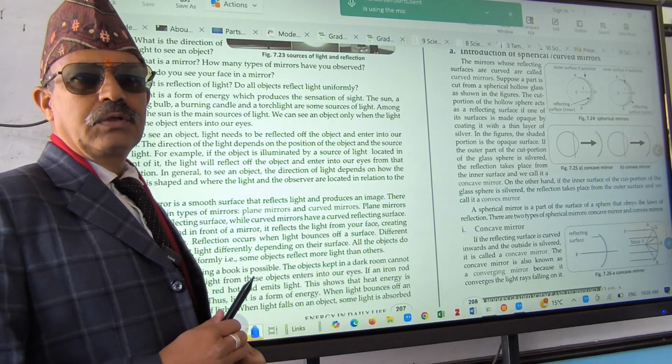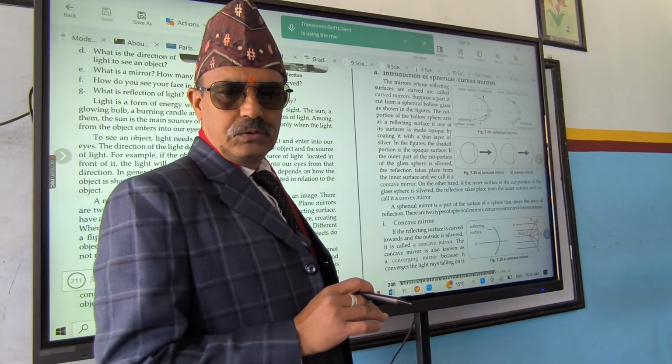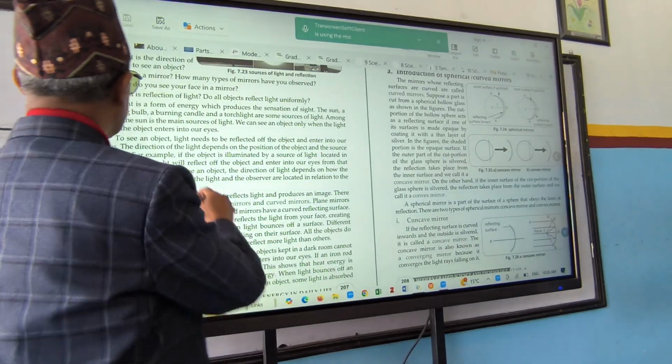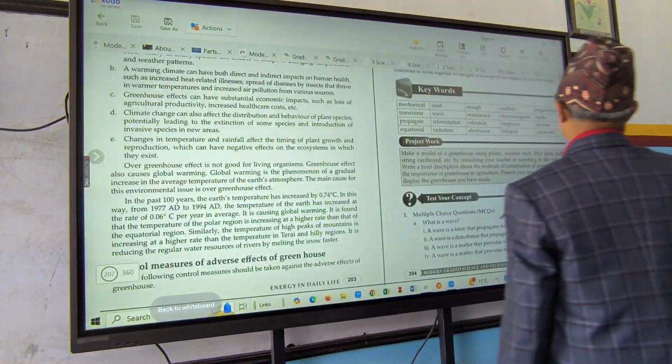Exercise books, rough exercise book. In that you can write the questions. Understood? Ready? Rough exercise book. Exercise book means exercise copy.